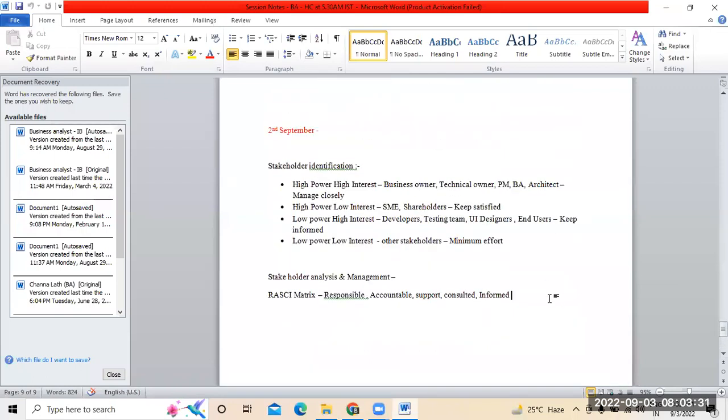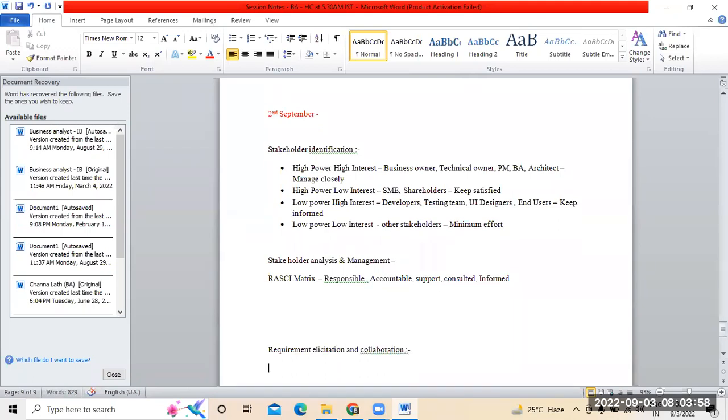Okay, right. So the second knowledge area, what is it that we are discussing about? Requirement elicitation and collaboration. This is the second knowledge area.